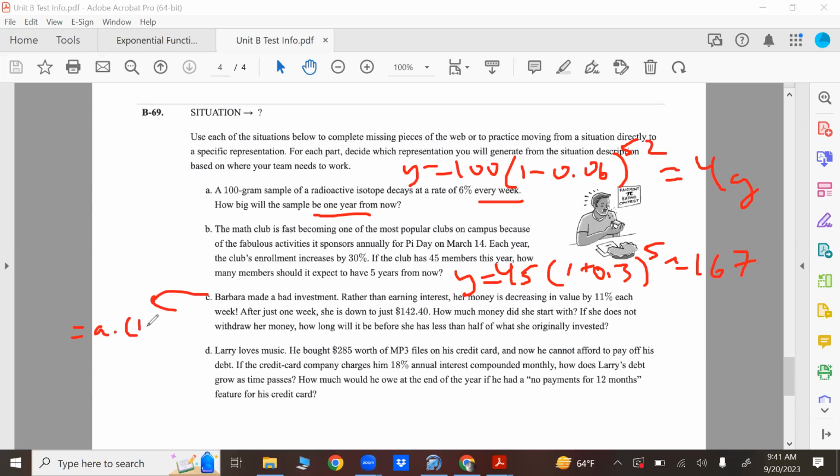What am I going to put in here? 1 minus 0.11, okay. And then what am I going to plug in for x and y? 1 for x, and what for y? 142.4, because that's an output when x is 1. When input's 1, the output's 142.4, so you're just reverse engineering this, right? And then solve for A. If you do it quickly, you should get 160 for A.